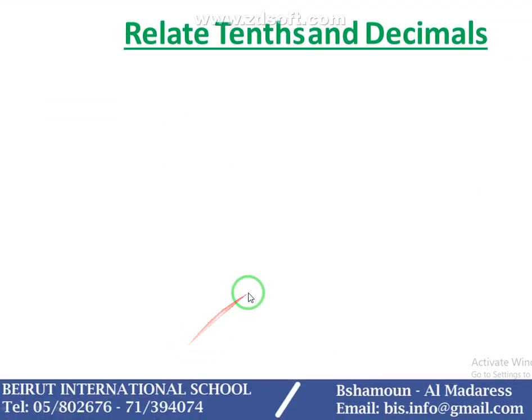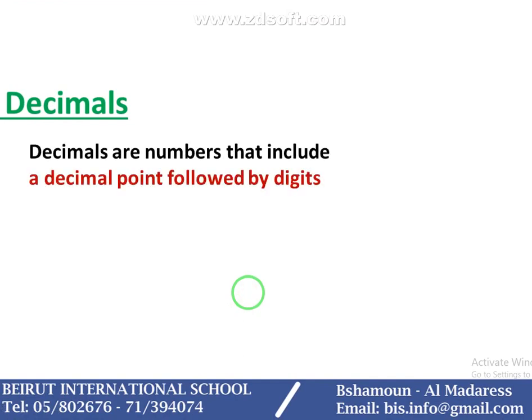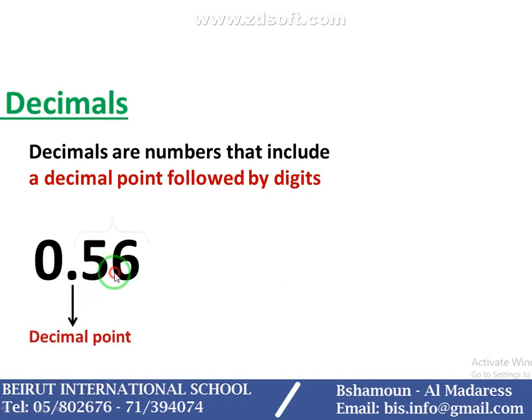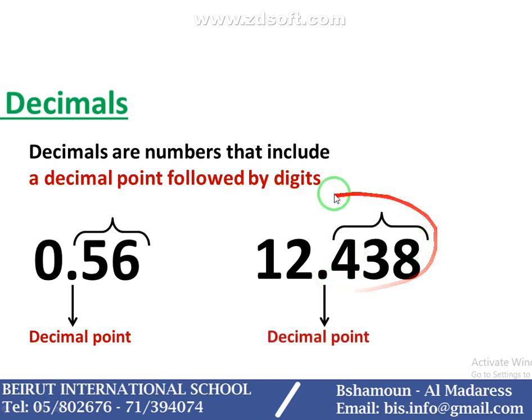Now let's move to decimals and let's together figure out what is the definition of decimals. Decimals are numbers that include a decimal point followed by digits. Let's notice the number over here. It includes a decimal point followed by 2 digits, so I can call it a decimal number. As for this number over here, it includes a decimal point followed by several digits, so it can also be named as a decimal number.